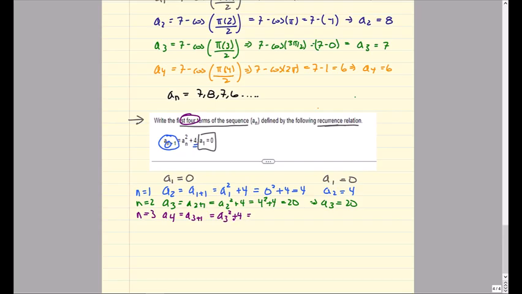A sub 3 was 20, so this would be 20 squared plus 4. 20 squared is 400. 400 plus 4 is 404. So this would mean that a sub 4 is equal to 404. So from here, what we have is the terms of our sequence. We'd go a sub n would equal 0, 4, 20, 404, and of course this would continue.